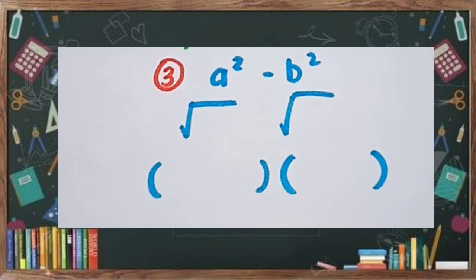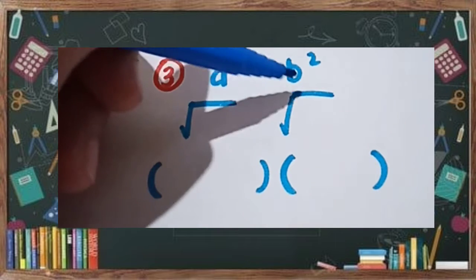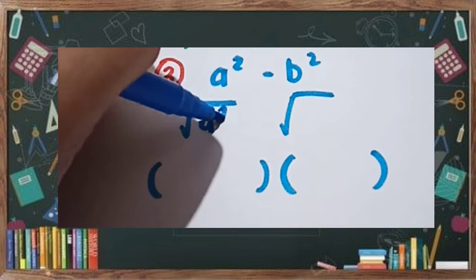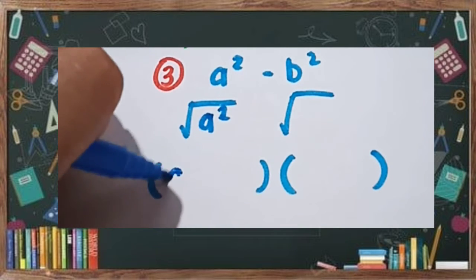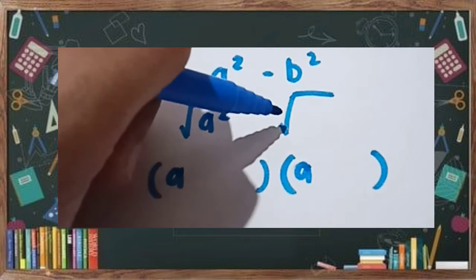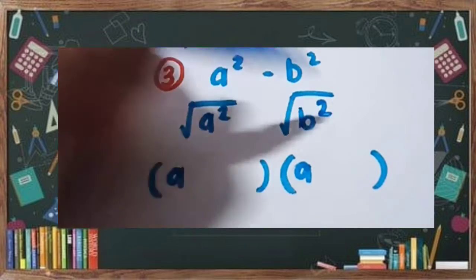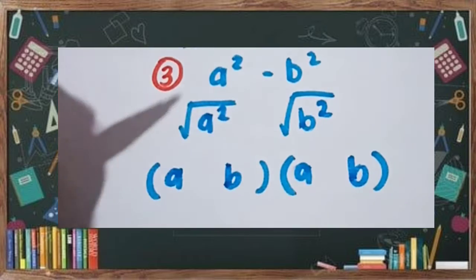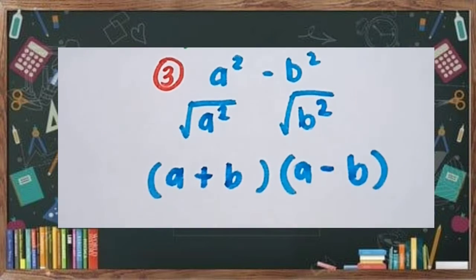Let's have another example. What are the factors of a squared minus b squared? Okay, let's first get the square root of the first term. So, square root of a squared ay equal to a. Then, next is, we will be getting the square root of b squared. The square root of b squared is b. Then, put the positive and negative sign.